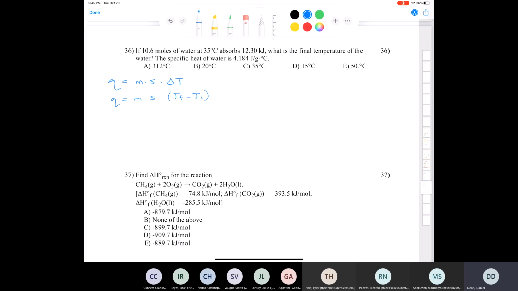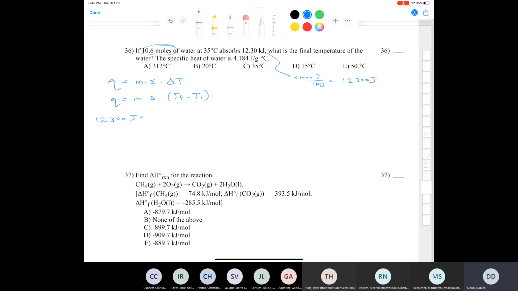We know our Q, which is 12.30 kilojoules. I'm going to go ahead and convert that into joules. So I multiply by 1,000 joules in 1 kilojoule, and I end up with 12,300 joules. Anyhow, so we have our Q, which is 12,300 joules, is equal to our mass, which is, oh, jeepers, I didn't calculate the mass of the water. How are we going to calculate the mass of the water?